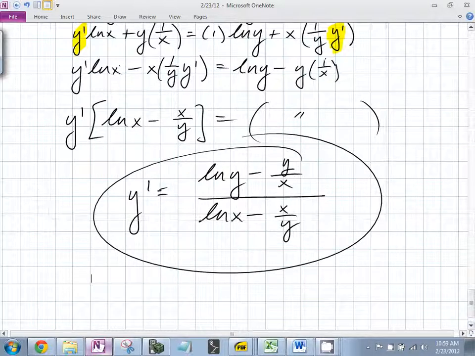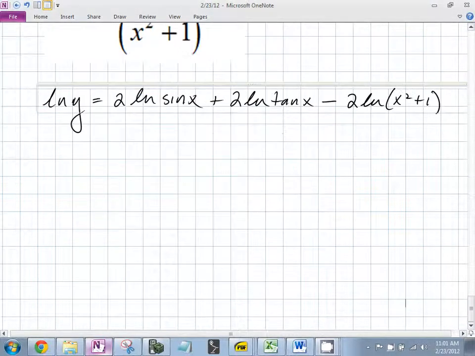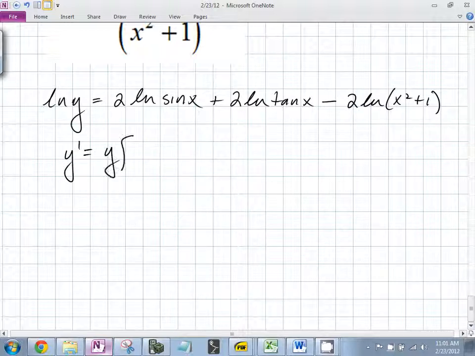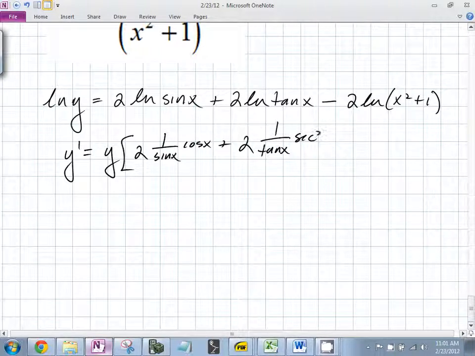Know the trig derivatives perfectly? So we know now that y prime is equal to y times 2 times 1 over sine x cosine x plus 2 times, what's the derivative of tangent? What's the derivative of tangent? Secant squared x minus 2 times 1 over x squared plus 1 times 2x. Exactly. You got it. Like that.